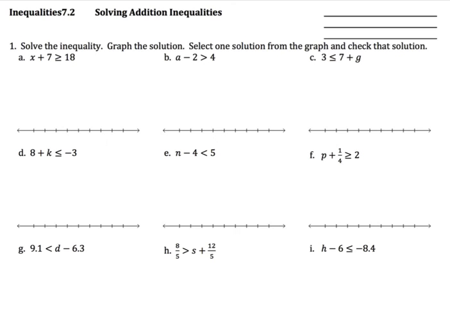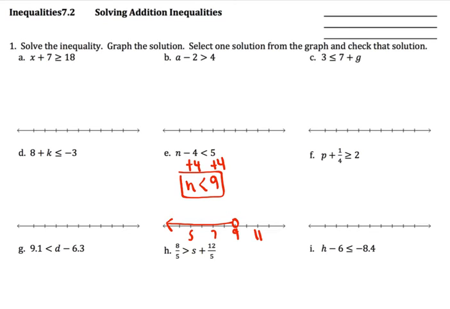Okay, on the assignment, number 1, you're going to solve the inequality, graph the solution, and select a solution and check that solution. Let's go ahead and look at E. We would solve this by adding 4 to both sides. This gives us n is less than 9 as our solution. We go ahead and graph that. 9 is going to be the most important number on this number line. So let me make sure I get that on there. It is not included. And n is less, so this includes smaller numbers, less than.